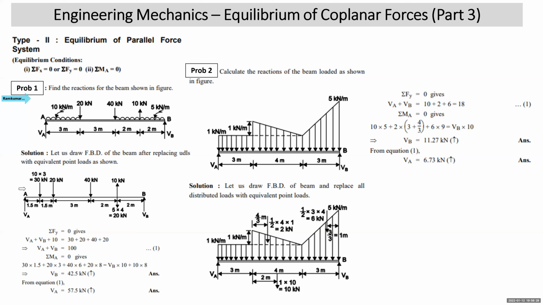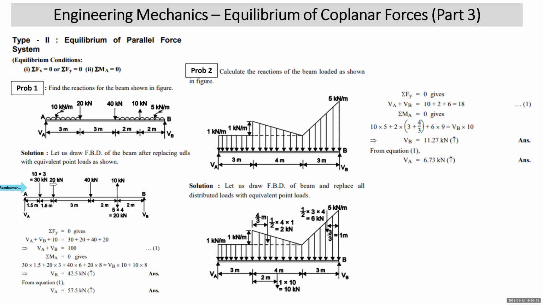On the free body diagram, reactions VA and VB are shown. This 10 kilonewton per meter UDL is to be replaced by an equivalent point load. So what will be that equivalent point load? As we understand from the resultant chapter, we can convert it into an equivalent point load. How do we convert it? Intensity is multiplied by the length. 10 kilonewton per meter into 3, that is 30 kilonewton. Where does it act? At the center of the length. The length of the UDL is 3 meter, so the equivalent point load will act at 1.5 meter right of A, as it has been shown.